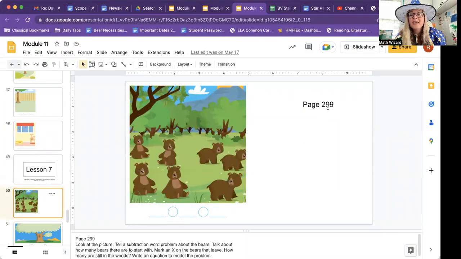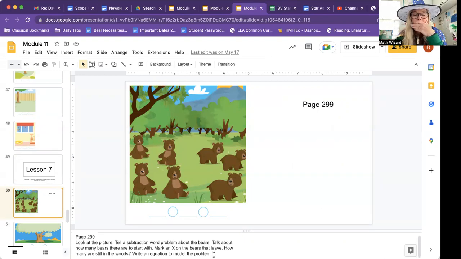Page 299. This is what it looks like. Ooh, there's a forest that maybe wouldn't be the safest place to be. Those bears are really cute, but if they were real bears, maybe you wouldn't want to go visit. But let's look. Look at the picture. Tell a subtraction word problem about the bears. Talk about how many bears there are to start with and mark an X on the bears that leave. How many are still in the woods? Write an equation to model the problem.